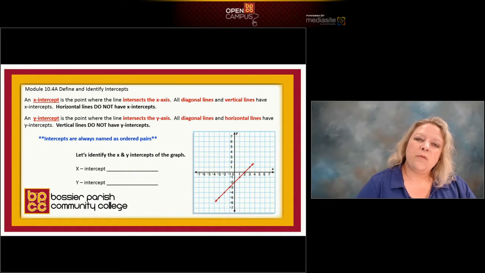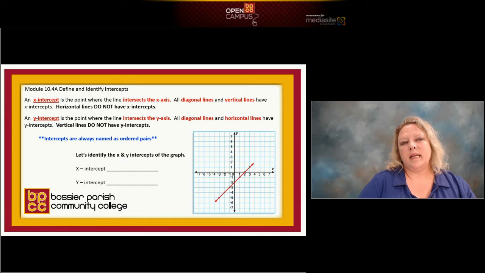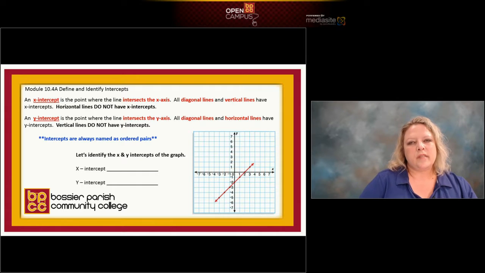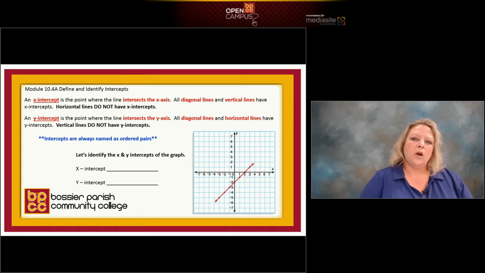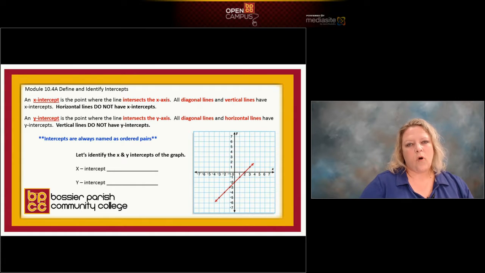Okay, so now we're going to talk about something called intercepts. And before we get really into it, let's discuss what intercepts are. Intercepts are where a line, be it diagonal, vertical, or horizontal, intersects, crosses, or touches either the x-axis, the y-axis, or sometimes both, depending on the kind of line it is.